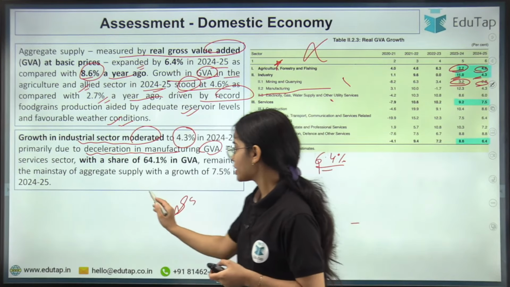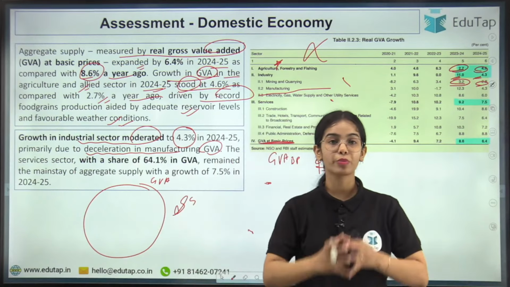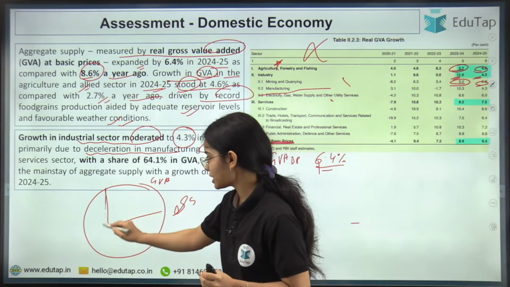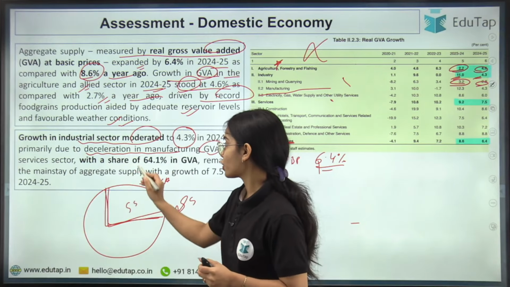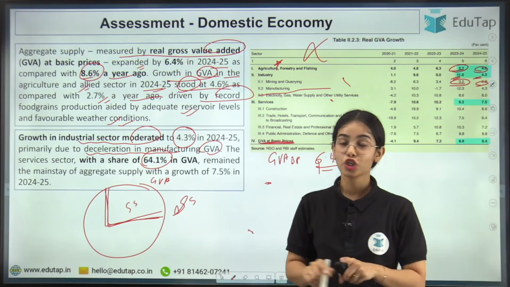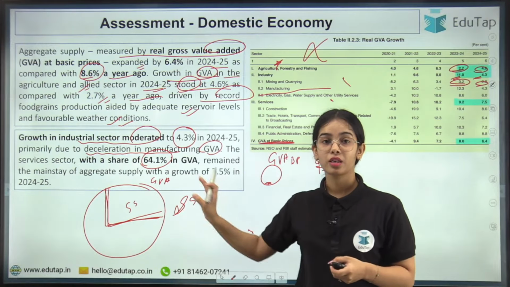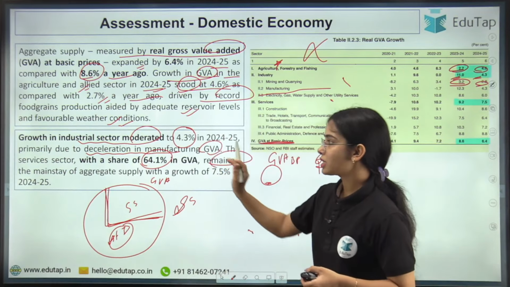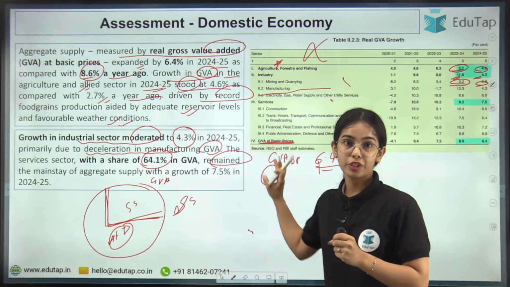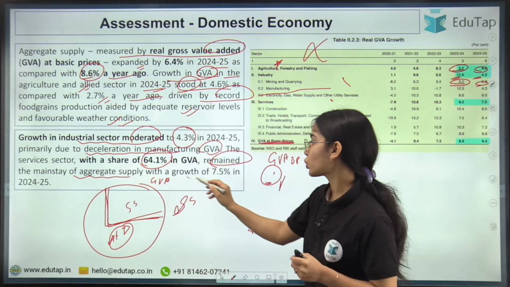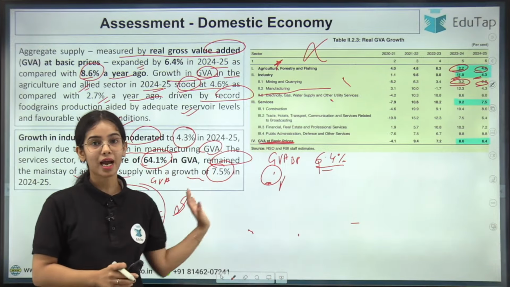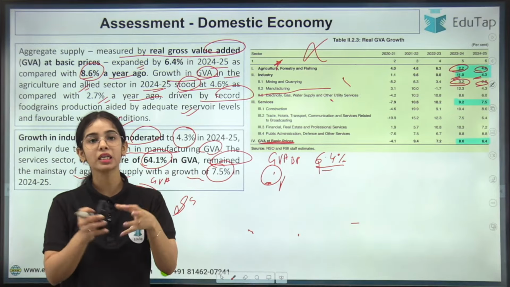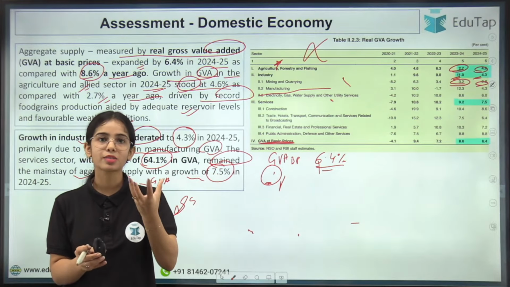Now, in the total value addition or the total production happening in the country, the highest share goes to the service sector. The service sector has a share of 64.1% in the total GVA of our country, and the rest of the contribution is from agriculture and industry combined. The service sector remained the main powerhouse and mainstay of aggregate supply, with a growth of 7.5% in 2024-25. The growth in production was basically because of the service sector and the increase in growth of the agriculture sector. Agriculture and service sectors combined have boosted the production in our country, though the service sector has the larger share in the GVA.